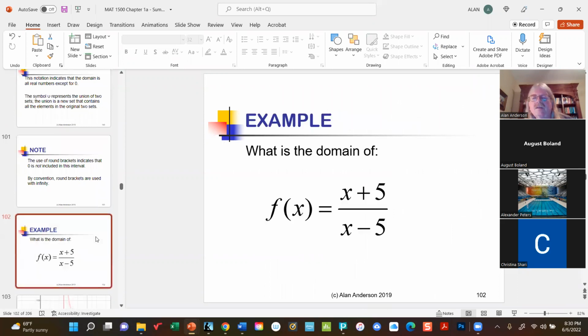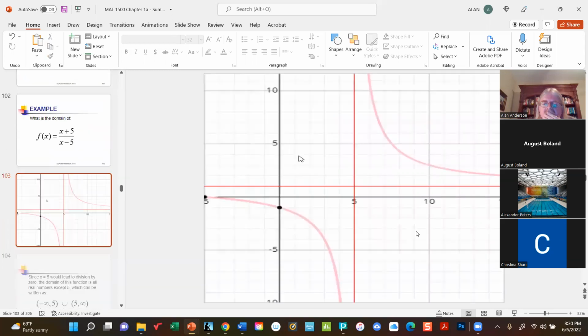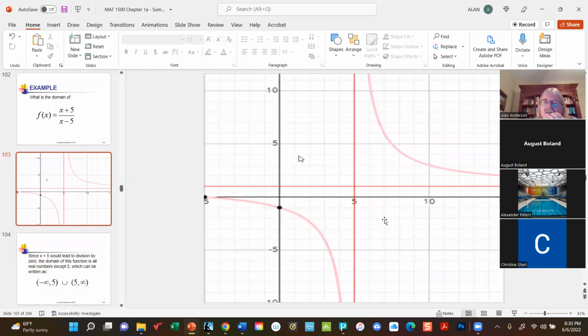Now here's one that you might find surprising. I have the graph on the next slide. Right off the bat, it should be pretty clear that we're not going to be allowed to substitute 5 into this function because that would lead to division by zero. If you look at the graph, which I've already included here, it's a little harder to see, there's a lot of lines all over the place, but these red lines are meant to indicate the asymptotes. So here's 5.